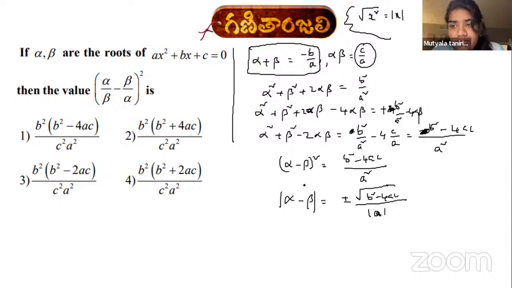So what is the formula for the sum of the roots? Negative b over a. For the difference of the roots, the formula is plus or minus the square root of b square minus 4ac over mod a. This is also a formula, used for the difference of the roots.